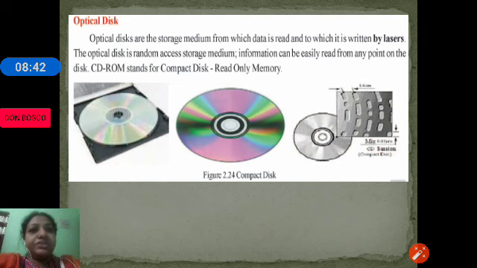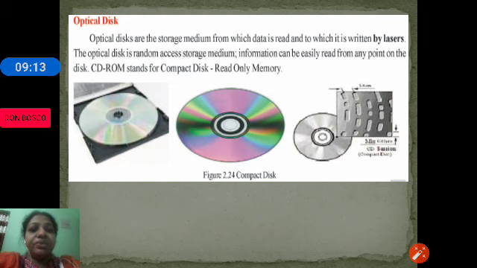The optical discs are the storage medium, and in optical discs the data is written using laser beams. In optical storage devices, the information can easily be read or written onto it. The optical discs include CD-ROM, which stands for compact disc read only memory. They have a high storage capacity. They can store about 600 to 700 MB of data on one disk.